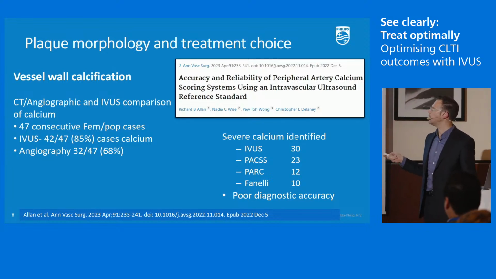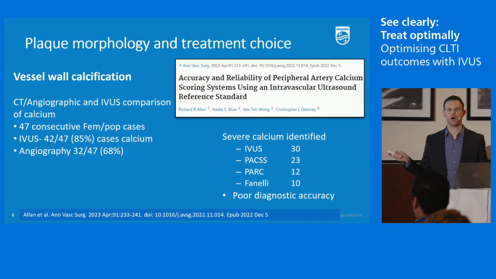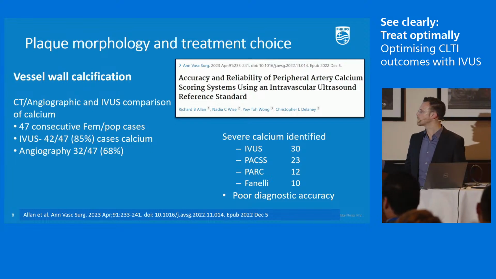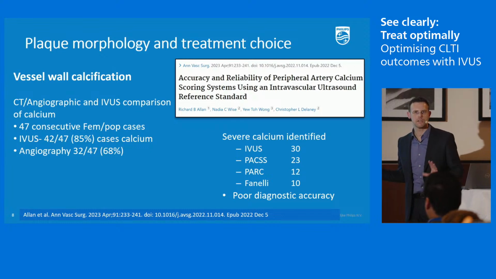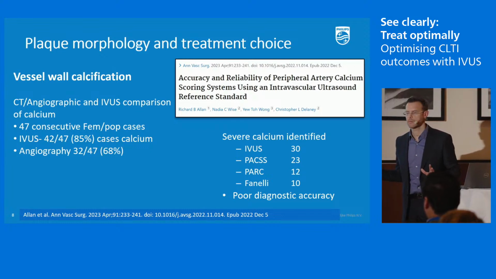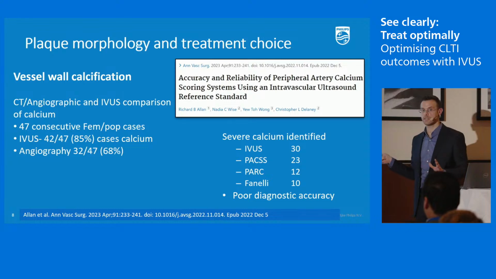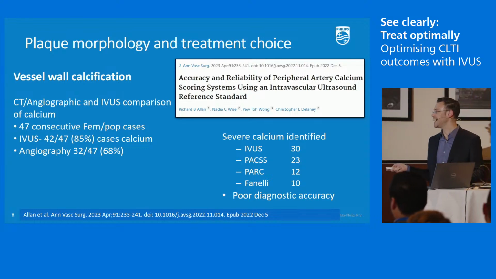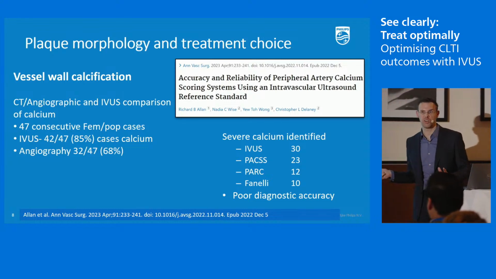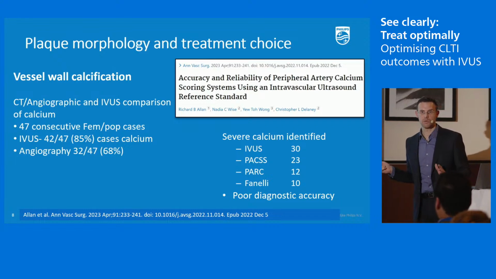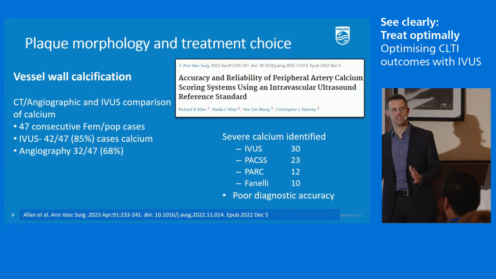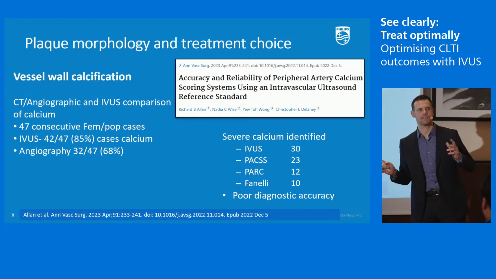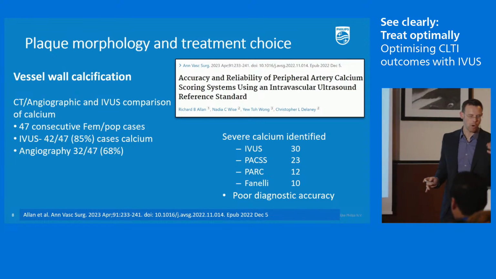When this was compared to an IVUS gold standard, what we saw was a sensitivity of the angiographic calcium scores of around 66%, and this is in identifying severe calcium. CT fared even worse, more like 30%. So what we can understand from this study is that conventional non-IVUS imaging modalities drastically underestimate the severity of calcium burden. But why is that relevant?